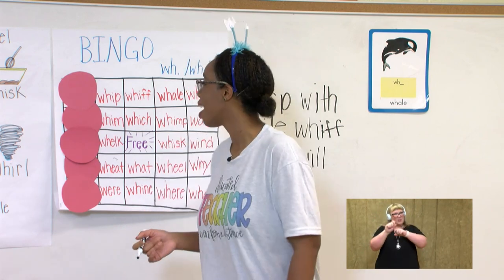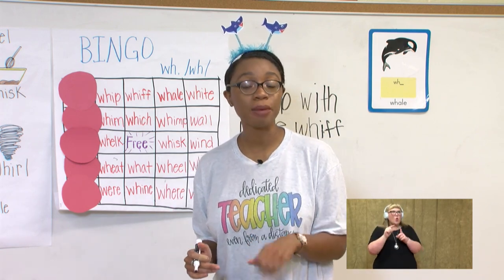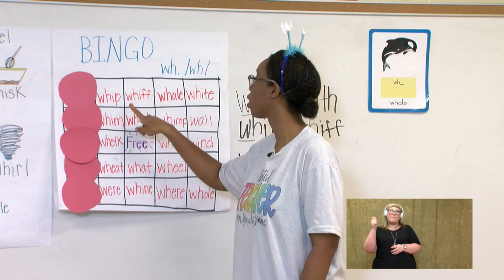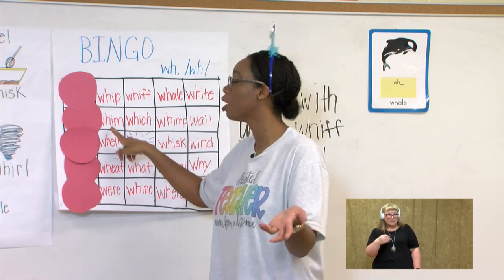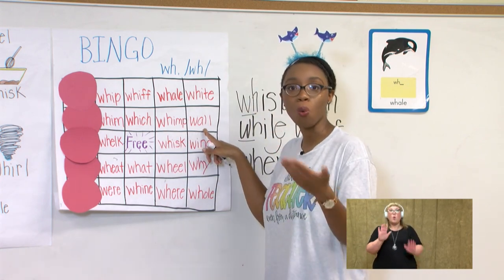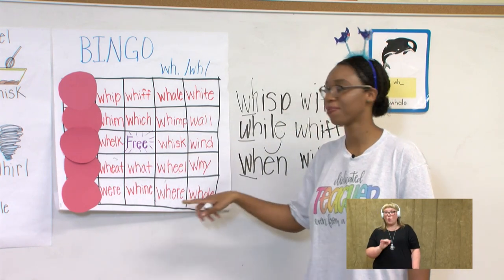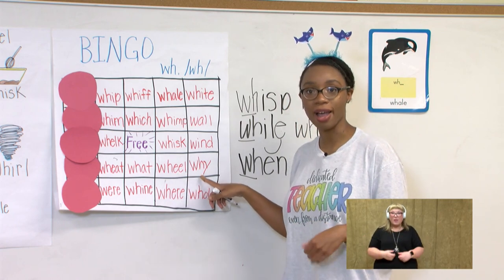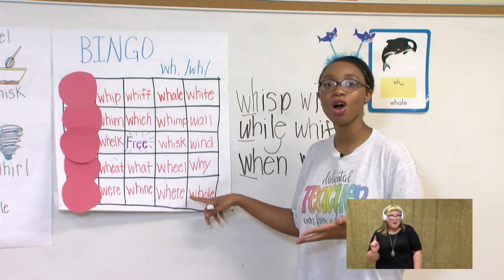Great job, friends. And let's look at all the words that you guys have so far. We're going to look at the words that we haven't had a chance to spell. You can repeat after me, or you can go through and sound them out as I go through and point to each one, okay? Whip. Whiff. Whale. Good job. Repeat. White, good. Whim, which. Whimp, good. Repeat. Wall, whelk, whisk, wind. Wheat, what, will, why, good. Were, whine, where, and whole.